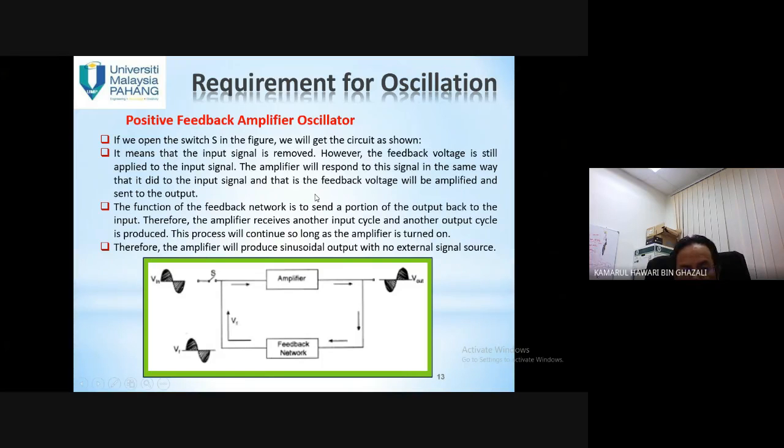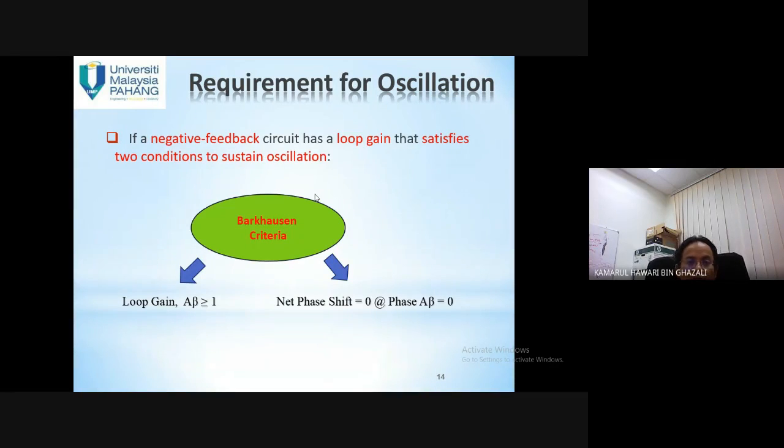Positive feedback amplifier: a feedback circuit has a loop gain that must satisfy two conditions to sustain oscillation. Loop gain must be greater than or equal to 1, and net phase shift equals 0, or the phase of amplifier factor A beta equals 0. This is the Barkhausen criteria.